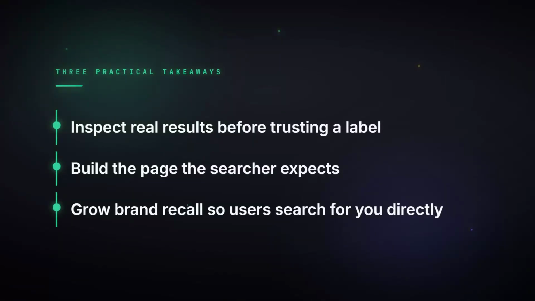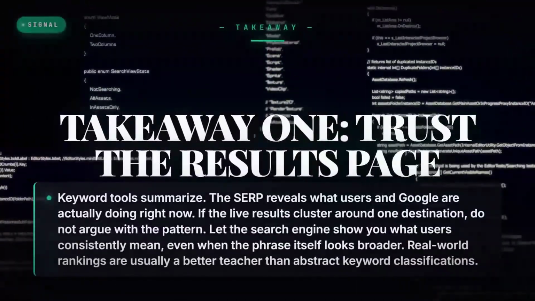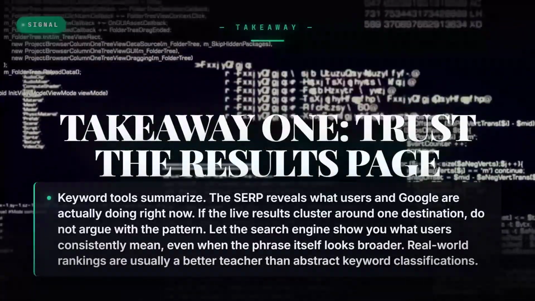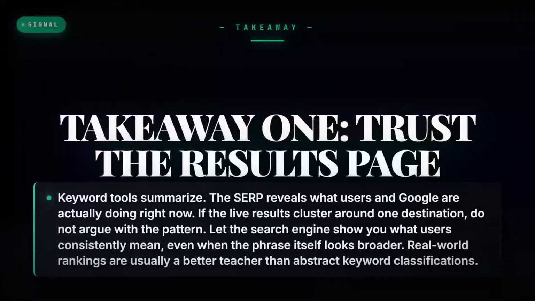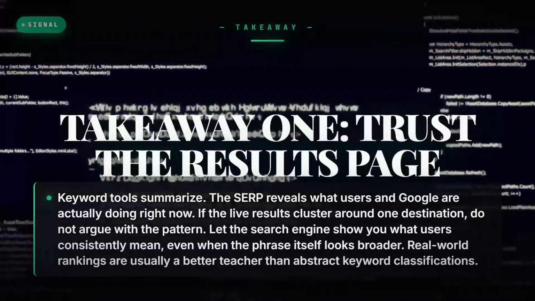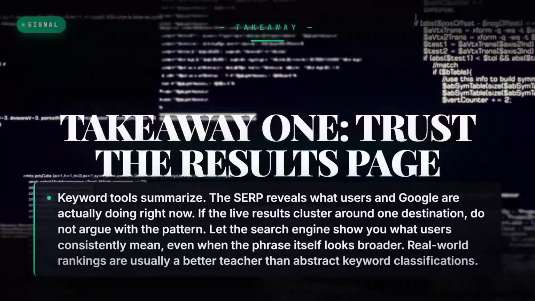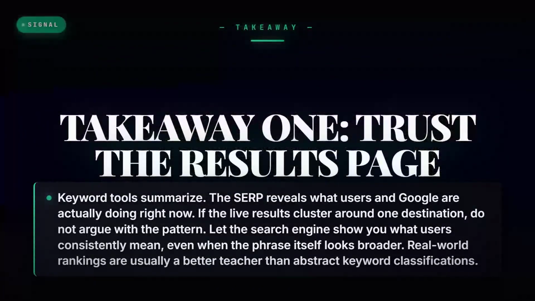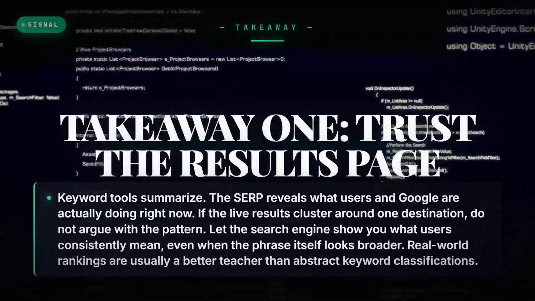If you remember only 3 things, make them these and use them on every keyword review. Read the SERP, match the page type, and treat branded demand as a long-term asset. Those 3 habits prevent a lot of wasted production and a lot of false optimism. Keyword tools summarize. The SERP reveals what users in Google are actually doing right now. If the live results cluster around one destination, do not argue with the pattern. Let the search engine show you what users consistently mean, even when the phrase itself looks broader. Real-world rankings are usually a better teacher than abstract keyword classifications.